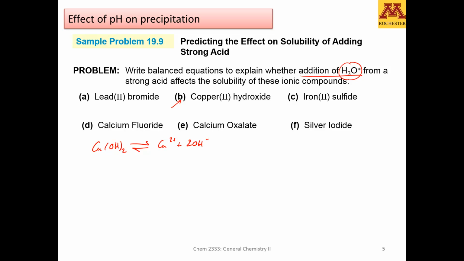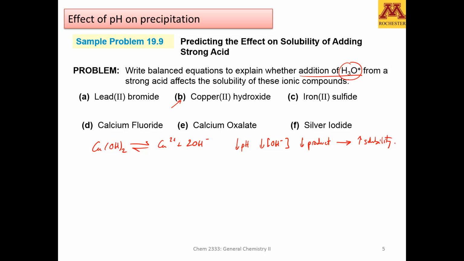Notice that if I add H3O+, it means I'm decreasing the pH, and by decreasing the pH, it means that I'm decreasing the OH negative, and if I'm decreasing the OH negative, I'm decreasing the amount of products, and by Le Chatelier, the reaction will displace to the right. In other words, solubility will increase. So in this case, it's asking what is the effect on solubility when you add hydronium. If you add hydronium to copper hydroxide, the solubility will increase.